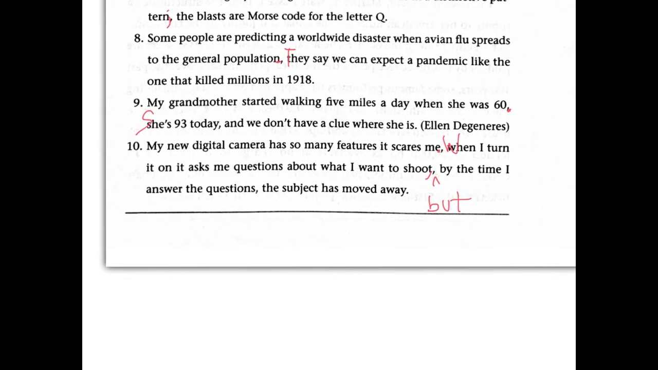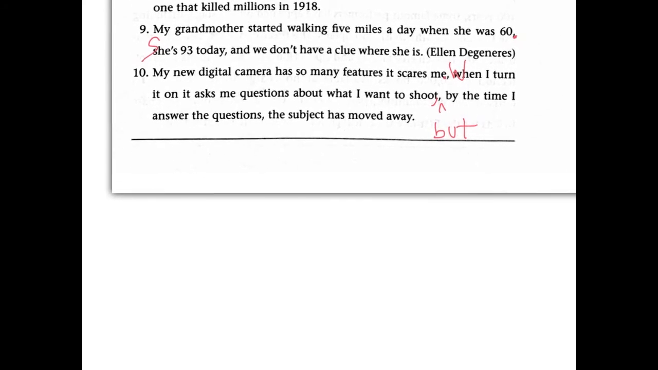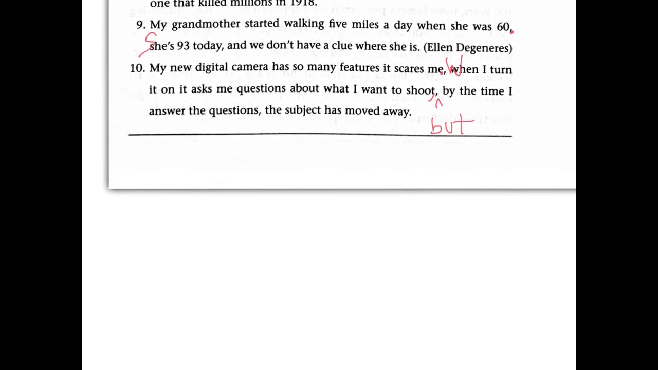Number 8, some people are predicting a worldwide disaster when avian flu spreads to the general population, period. They say we can expect a pandemic like the one that killed millions in 1918. Okay. Number 9. My grandmother started walking 5 miles a day when she was 60, period. She is 93 today, and we don't have a clue where she is.